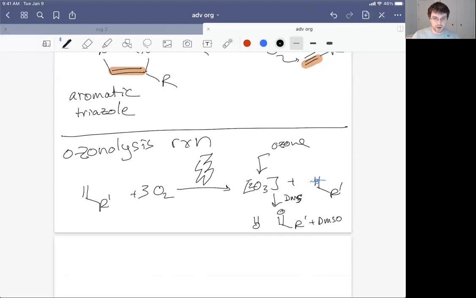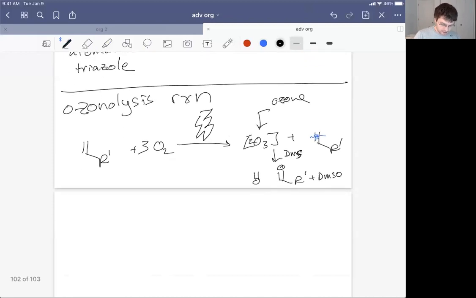So how does that work? Well, you first do a dipolar cycloaddition reaction, or a 1,3 cycloaddition reaction. 2 plus 3 dipolar cycloaddition reaction. 1,3 dipolar cycloaddition reaction because they're separated by 1 and 3. Yeah, okay, all the names. So it uses a dipolar cycloaddition reaction.